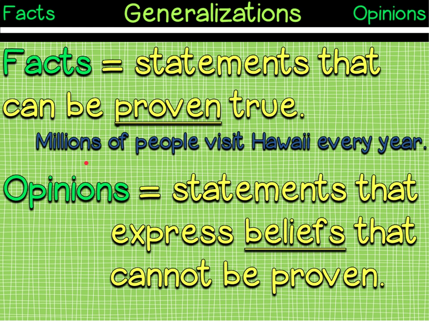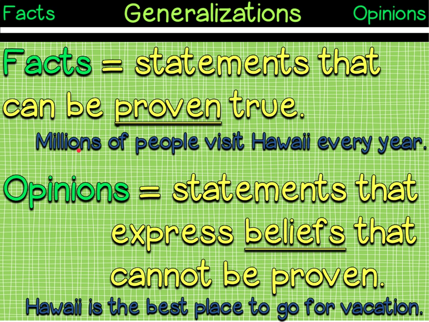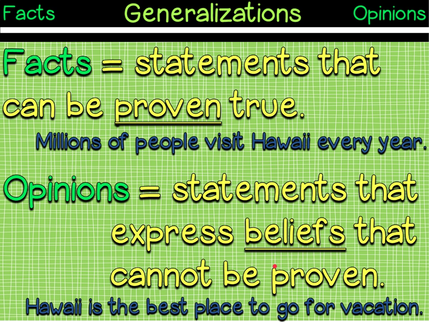Opinions are statements that express beliefs that cannot be proven true. So for example, millions of people visit Hawaii every year. However, that's a fact. We can prove that millions of people are doing this. We can look at airline tickets that are being sold. We can look at hotels and different things like that. However, when it's talking about Hawaii is the best place to go for vacation, not everybody necessarily thinks that.